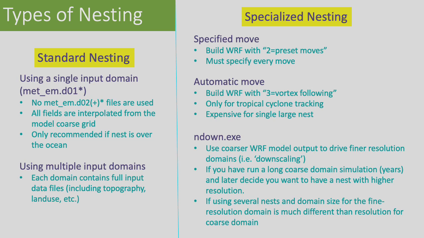This can be a useful option if, for instance, you've run a long coarse domain simulation, for example, several years, and then you later decide you want to embed a nest with higher resolution. It can also be useful if you have several nests with increasing resolution, meaning the size of the innermost domain can possibly be much greater than the outer domain. You'll need many more processors for the large sizes, and you can't use a large number of processors on the smaller domains because you'll get an error. I'll refer you to the presentation on computation for details on this. So it may be necessary to use indown to run the domains separately.